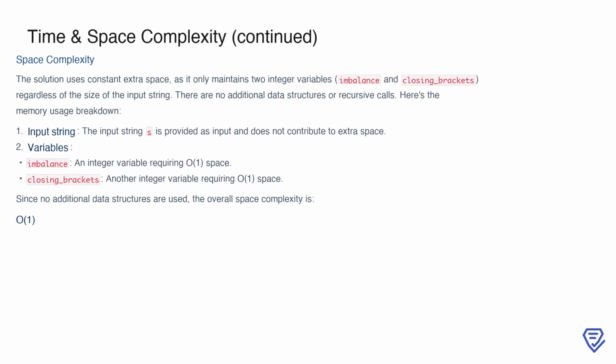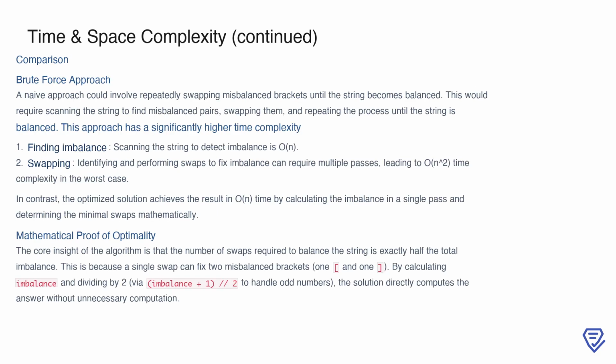The input string s is provided as input and does not contribute to extra space since we are not creating any additional data structures or performing recursive calls. Because the algorithm avoids using arrays, stacks, or any other structures that scale with n, the overall space complexity is O(1). This constant space usage is a key advantage of this approach, as it ensures minimal memory consumption regardless of the input size. To further appreciate the efficiency of this solution, let's compare it to a brute force approach.